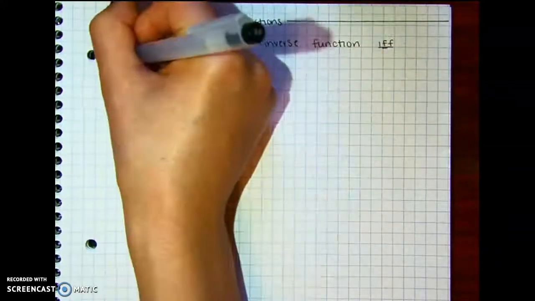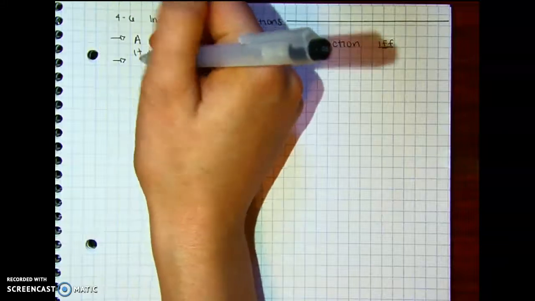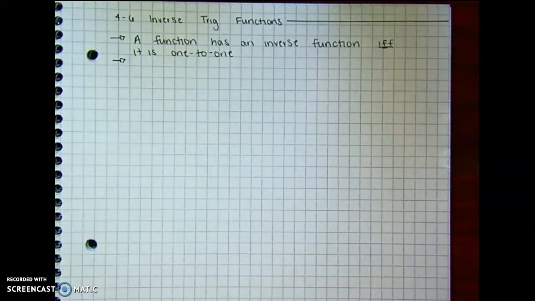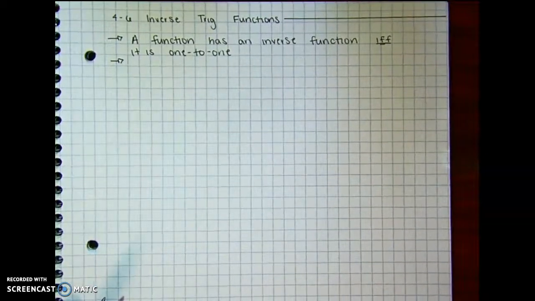So what the heck is 1-to-1? Didn't we talk about this? I feel like we talked about this, but 1-to-1 basically means, so you know a function, right, is if every x has only one y. So a function's 1-to-1 if its inverse is also a function, meaning for every y there's a unique x.